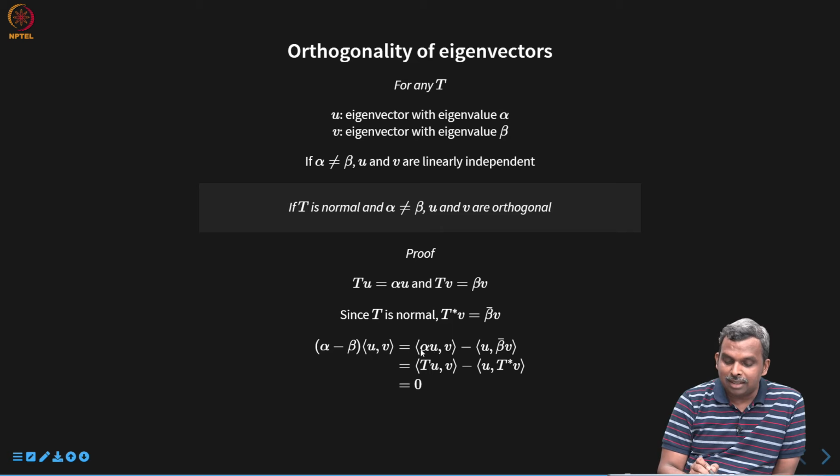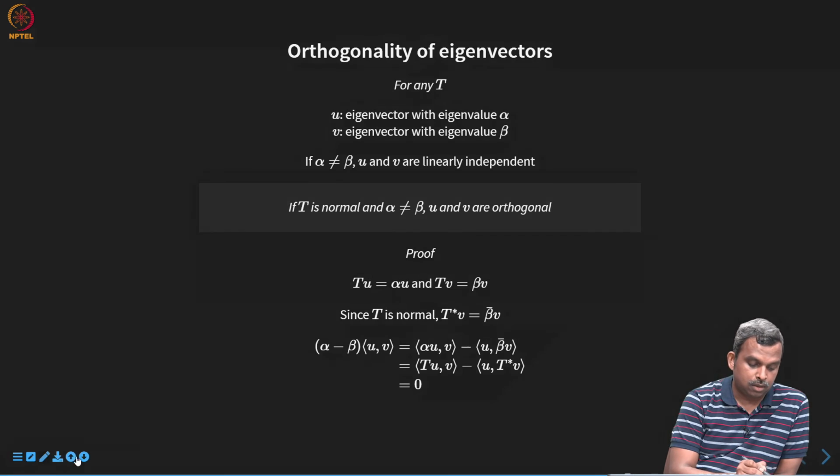You can write this as two terms: alpha times the inner product of u and v, minus beta times the inner product of u and v. I'll push the alpha into the first vector and the beta into the second vector. Pushing alpha into the first one, I get alpha u comma v. Pushing beta into the second one, I get u comma beta bar v. So now, what is alpha u? It is Tu. What is beta bar v? It is T star v.